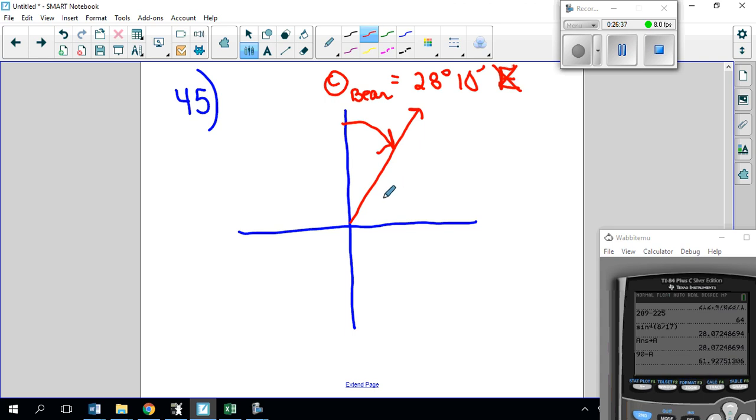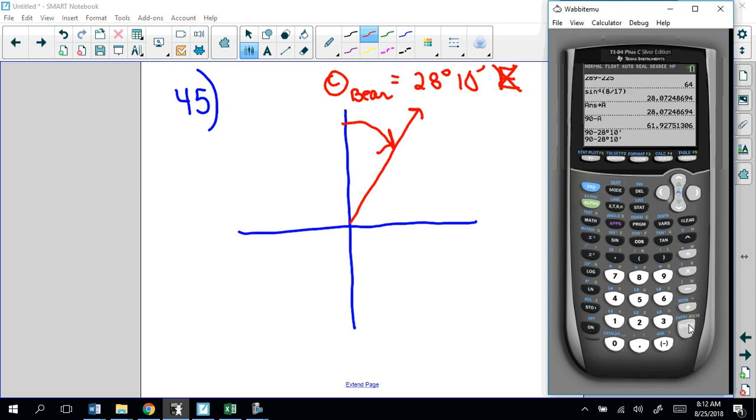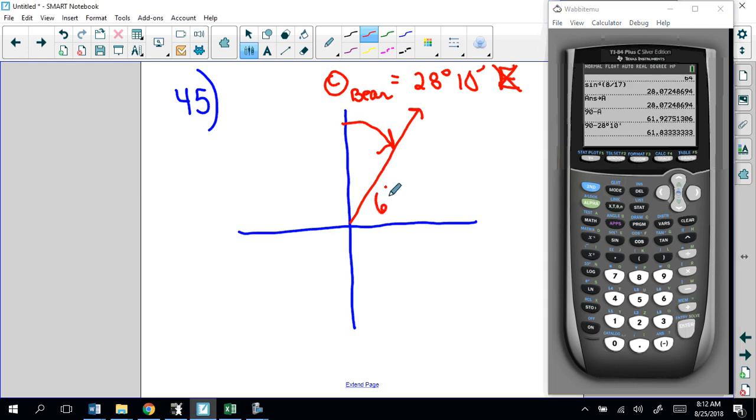Now here we go. It's early, we need to practice on our calculator anyway, so you can go 90 minus 28 degrees 10 minutes and get 61.833 forever. Now you could change that to minutes right away. Second angle, convert to degrees, minutes, seconds, and you get 61 degrees 50 minutes.